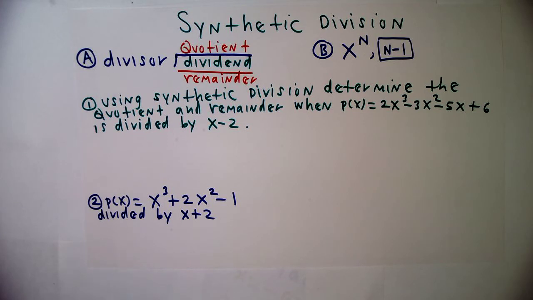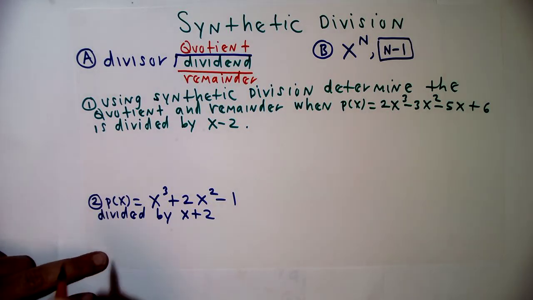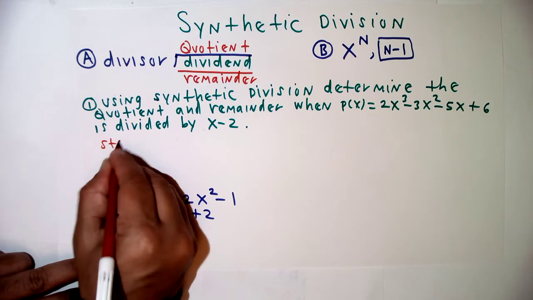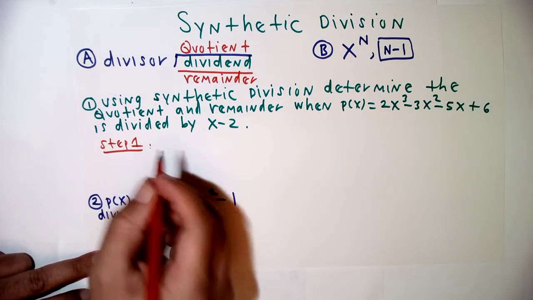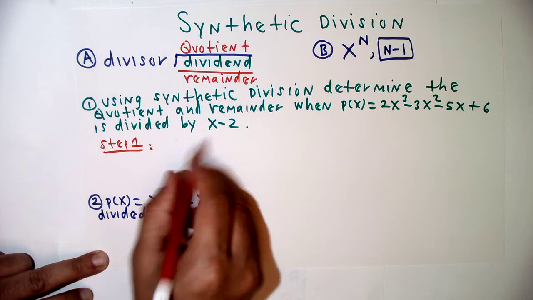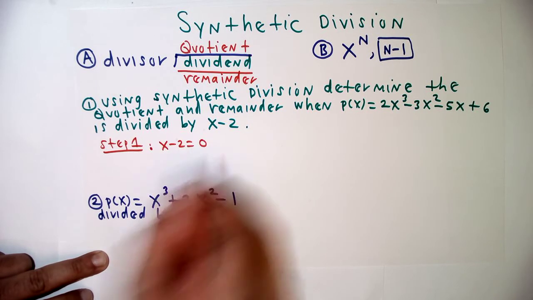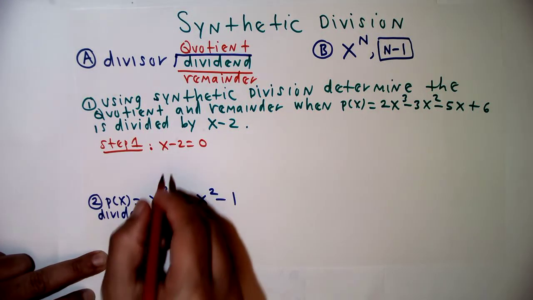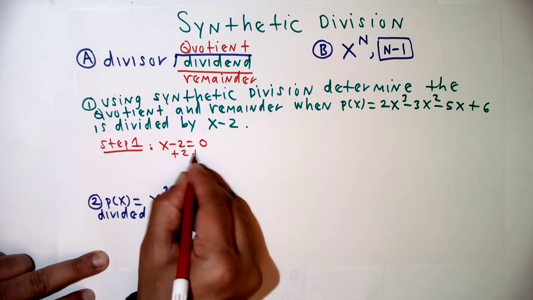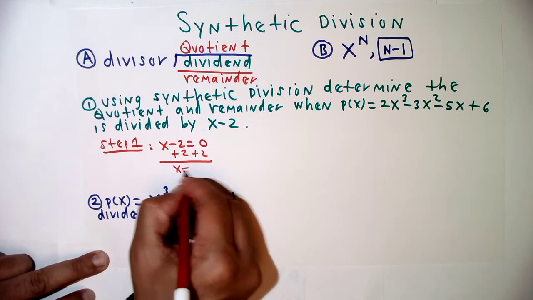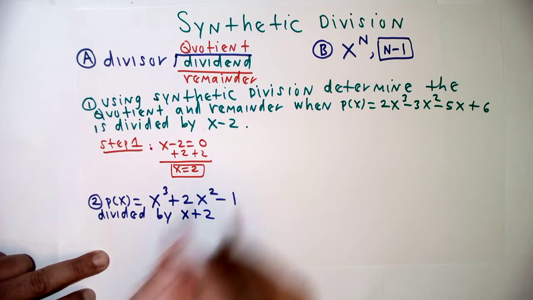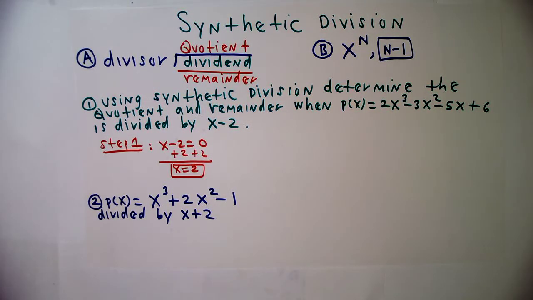But there are things here that you need to follow so that you don't end up making mistakes, even though this technique is more efficient and faster. So step one, you're always going to take that divisor here and set it equal to 0 and solve for it. So you get plus 2 on both sides. So you get x equals 2. That's basically the first thing that I want you to do here.